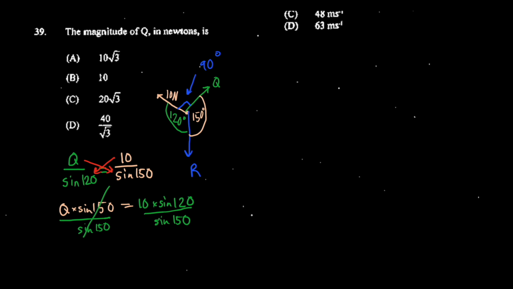So now I could put this in the calculator and that will give me the value of Q. If you type this into the calculator, 10 times sine 120 divided by sine 150, you would end up with 10 square root 3. Therefore, the answer is 10 square root 3.